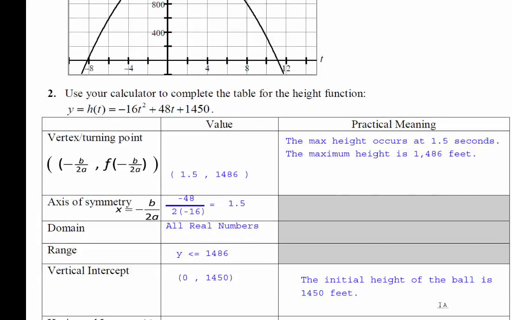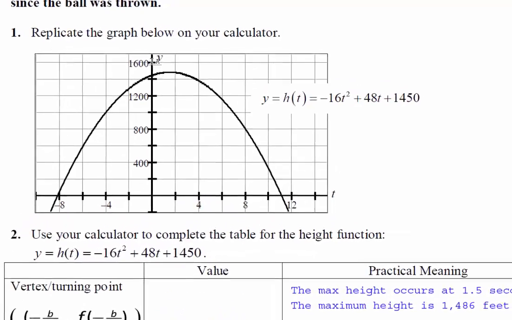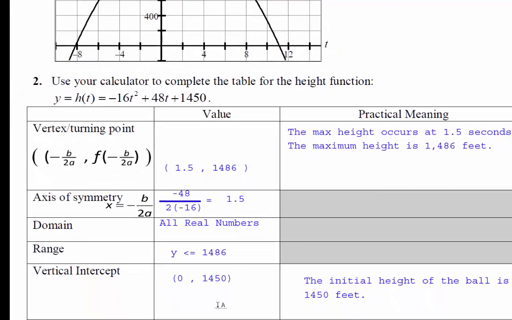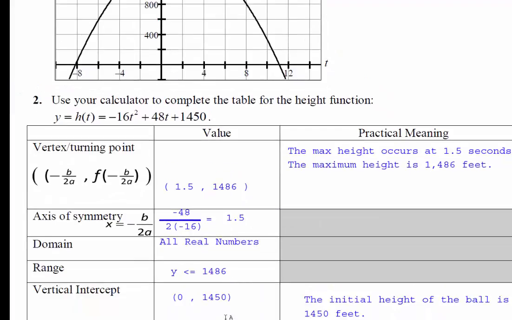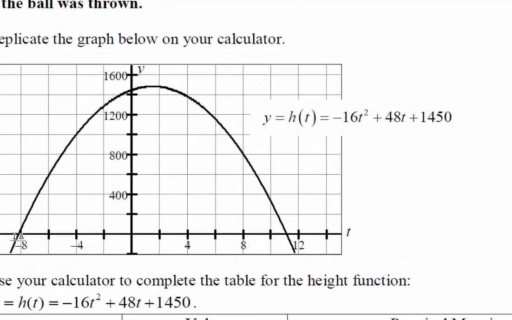Again, the vertical intercept is the point at which our graph crosses the vertical axis. So this is our vertical axis, and the vertical intercept is the point where the curve crosses it. And that point is (0, 1,450). The horizontal intercept is the point where the graph crosses the horizontal axis. You can see this parabola does that twice. We cross the horizontal axis 2 times.